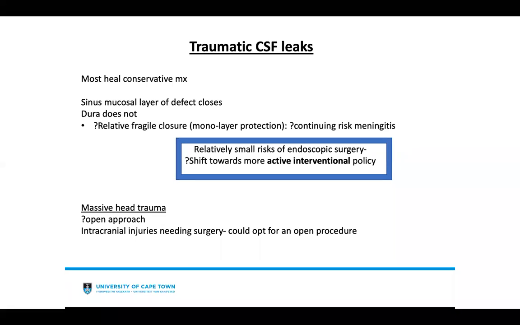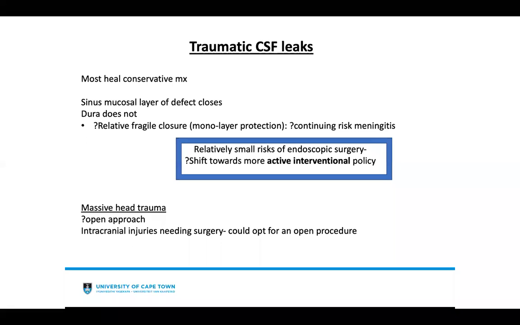And that might give you a continuing risk of meningitis. So considering that there's relatively small risks of endoscopic surgery, it does beg the question whether or not perhaps we should be taking a more active interventional policy, even when it comes to CSF traumatic leaks, if there's a small possibility that there might be a continuing risk for meningitis with this fragile mucosal layer closure.